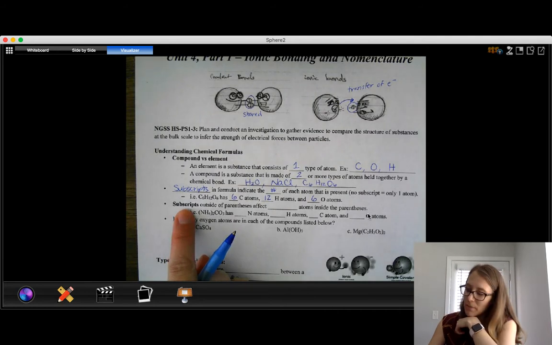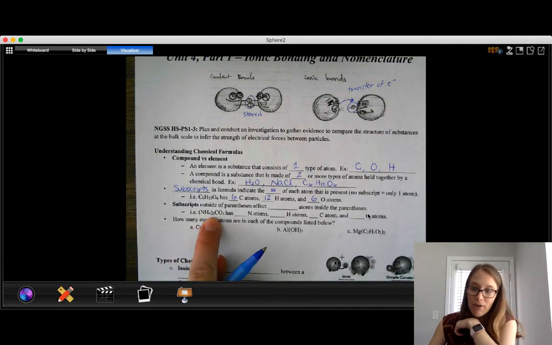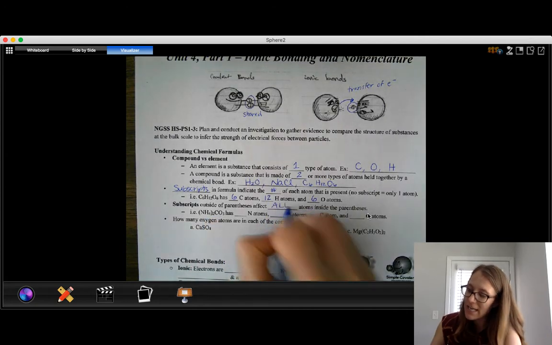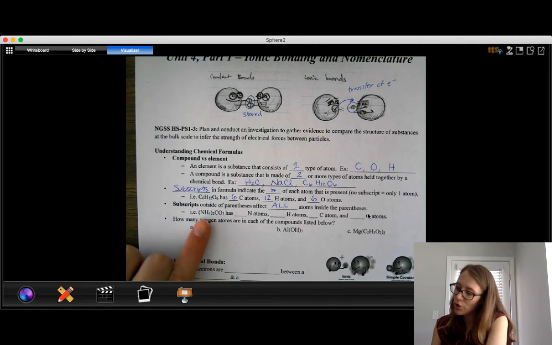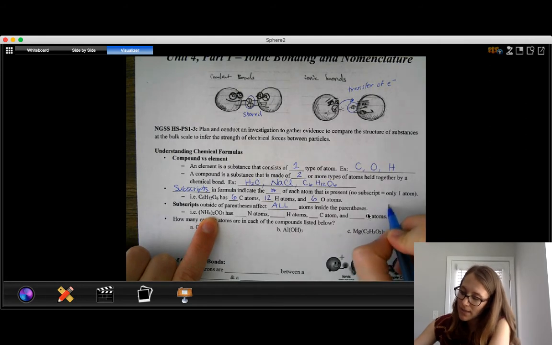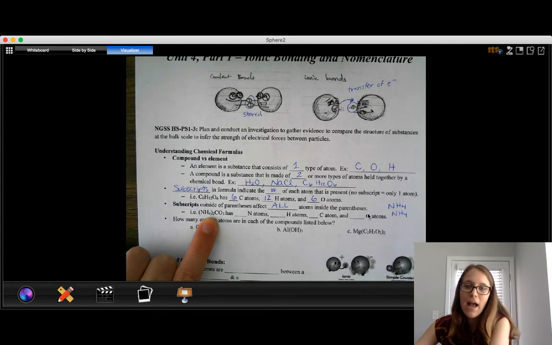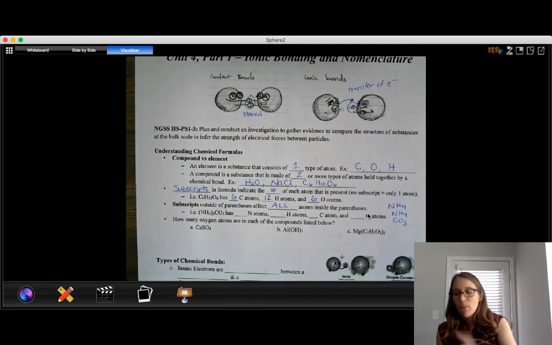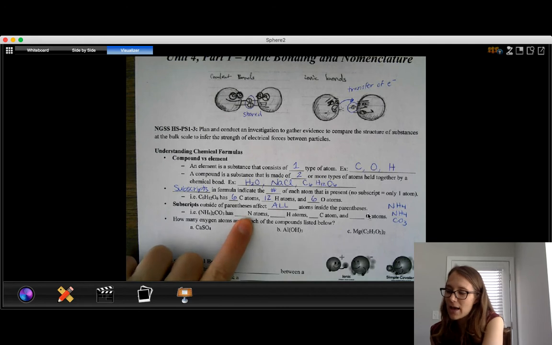If I have subscripts outside of parentheses, like we see down here, then that is going to affect all of the atoms that are inside of the parentheses. For example, in NH4, that whole chunk is in parentheses, and then it says 2. What that really means is that I have NH4, but then I have NH4 again. I have that whole NH4 chunk twice, and then I have CO3. So when I look at it that way, and I wanted to figure out how many nitrogen atoms, I could write it out in the longhand and count them.